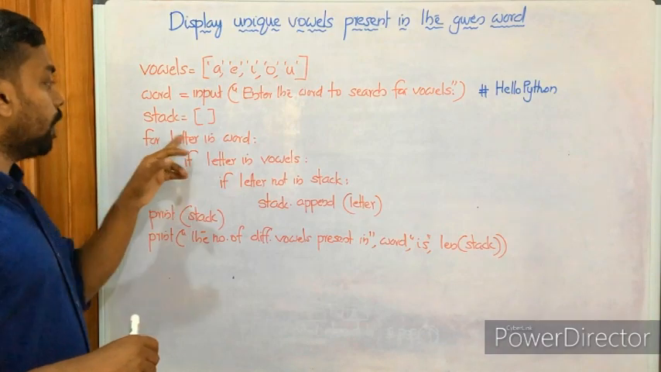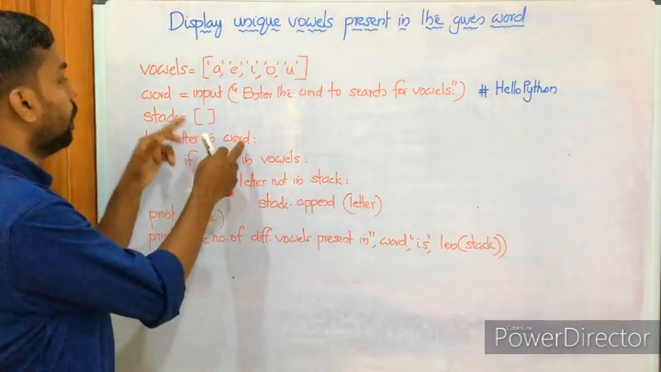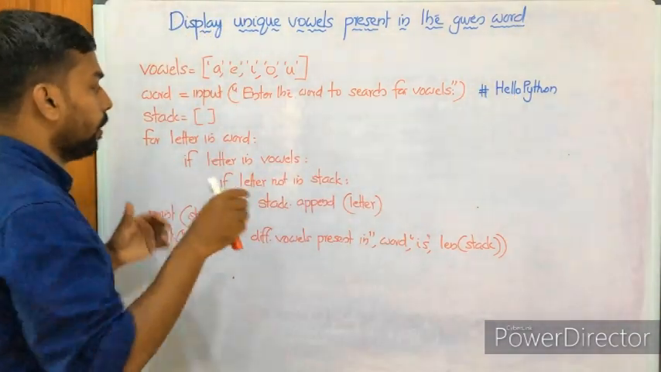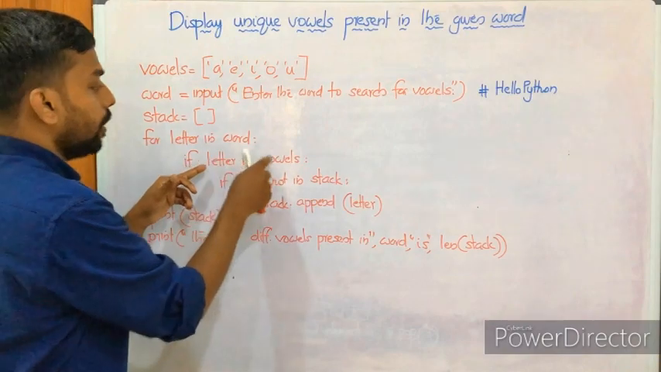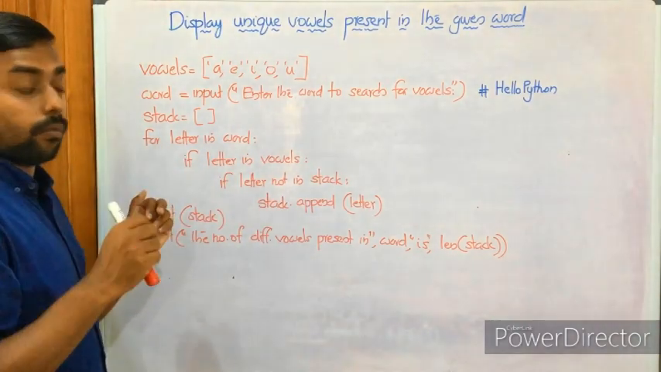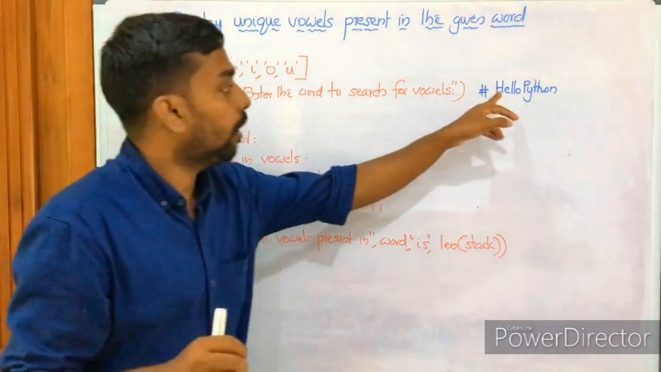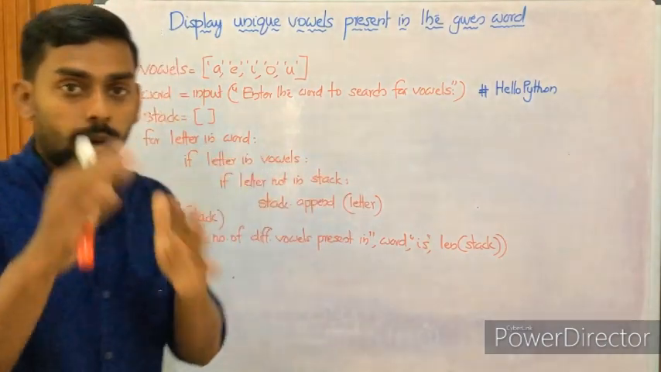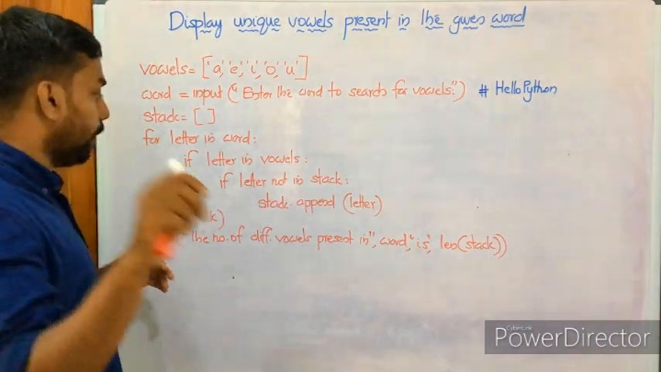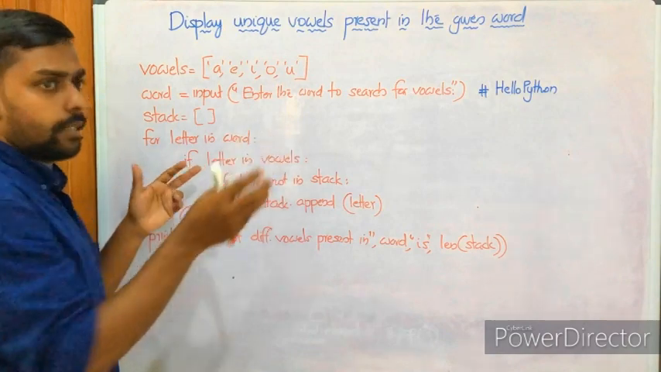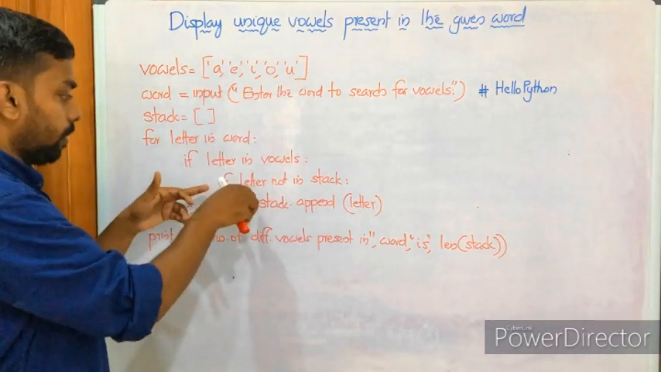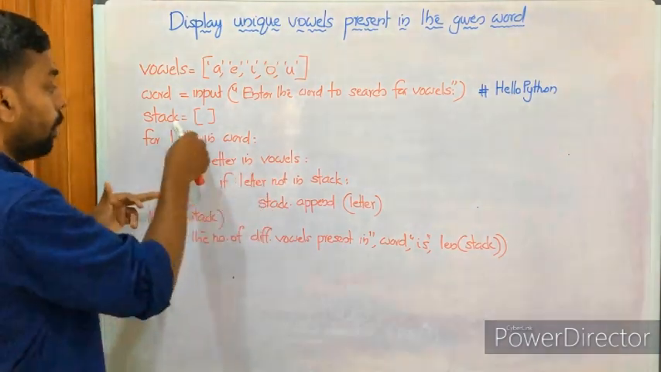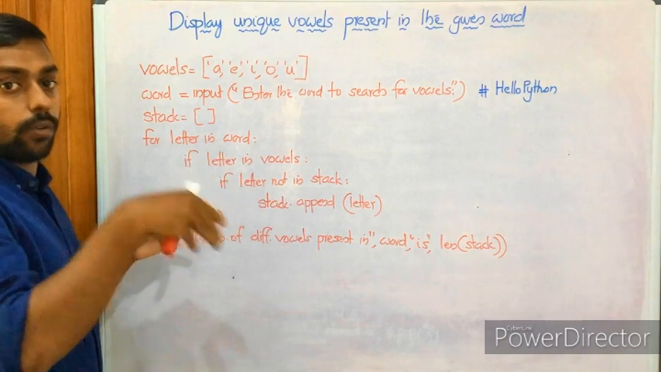Then into the loop, for letter in word. We are searching in the word hello Python. That's our word. If letter in vowels. For letter in word, it goes through HELLOPYTHON one by one. Initially it's with H. If letter in vowels, H is not in vowels. Can you see H now? Then if the letter is in vowels, it goes into the loop. Otherwise, it moves to for letter in word again.